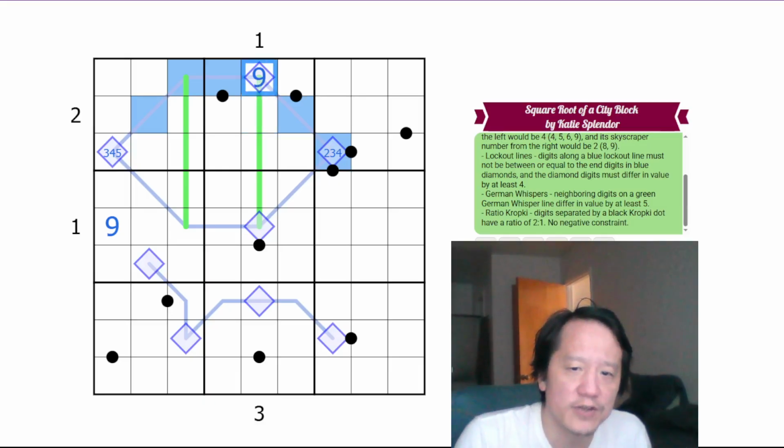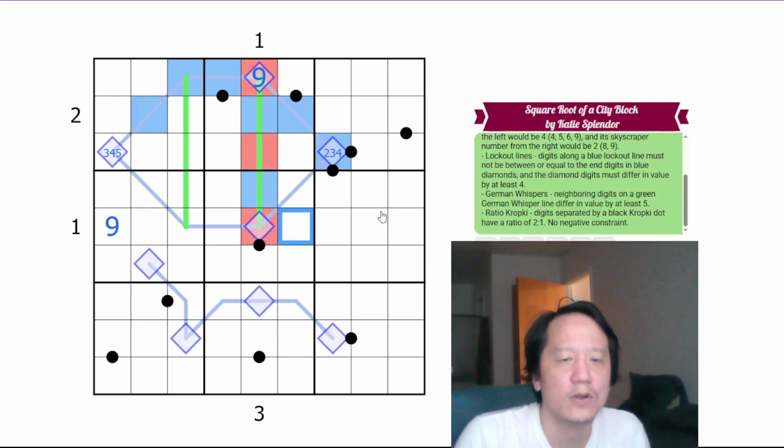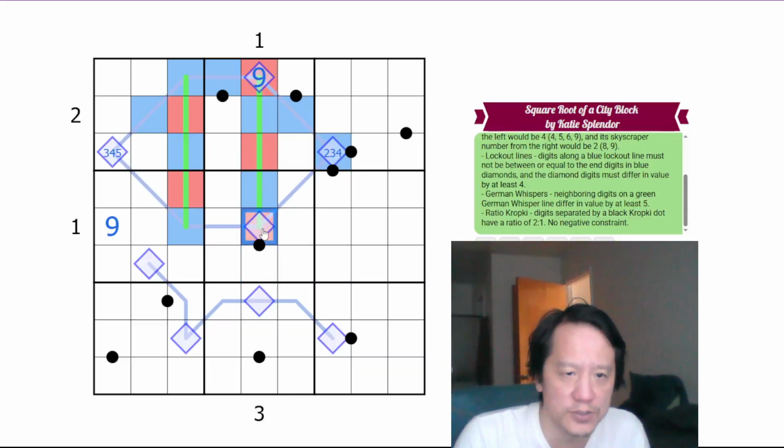So since we have a 9 here, that means this must be low, which makes that high, which makes this low, which makes this a high. That means this then would have to be high, this is low, this is high, and this must be low on this whisper 5 line. So this is a high digit next to a black Kropke dot. So it could only be 6 or 8.